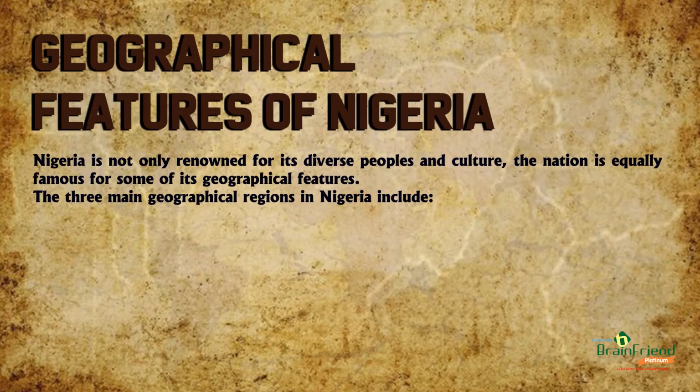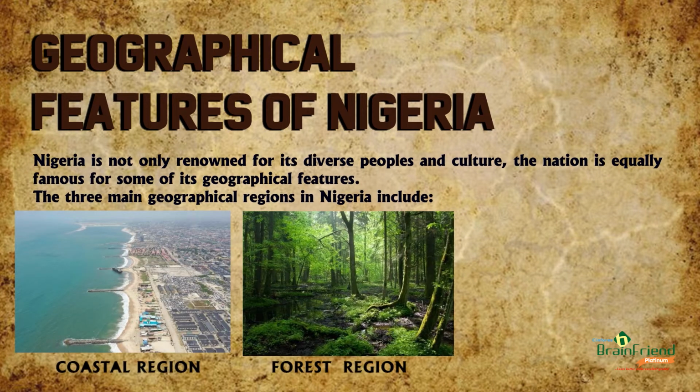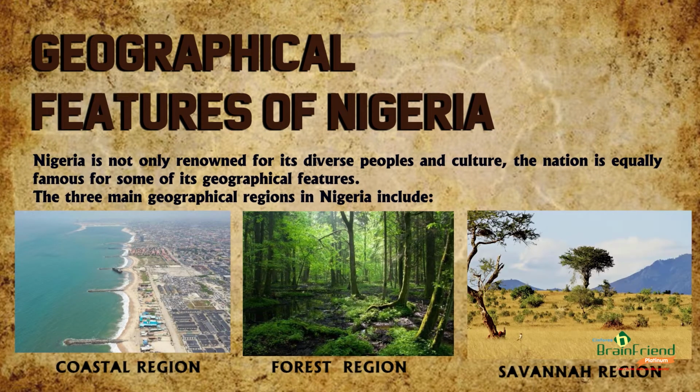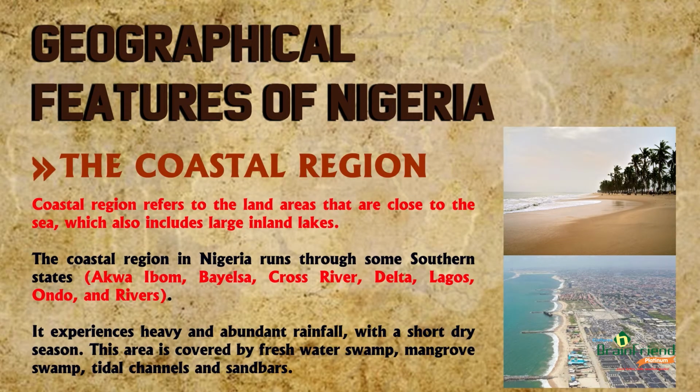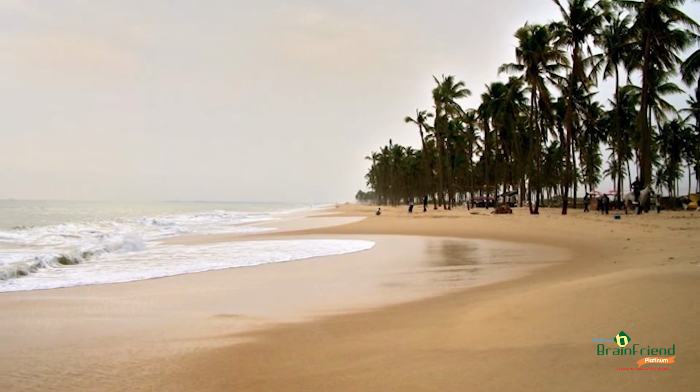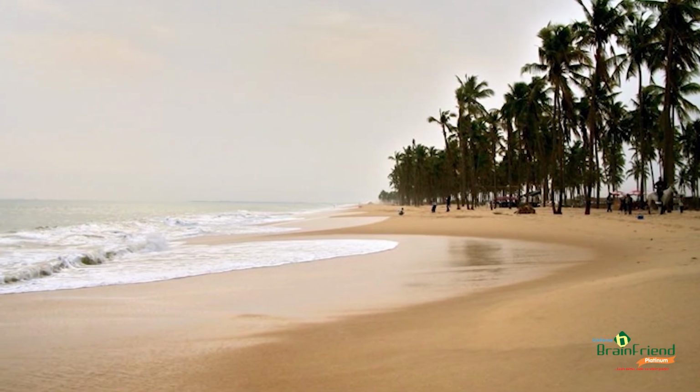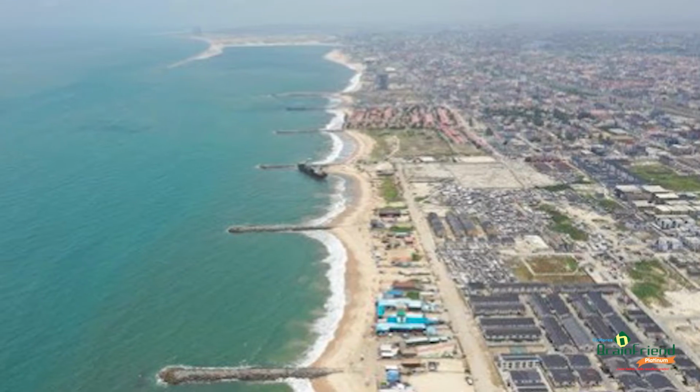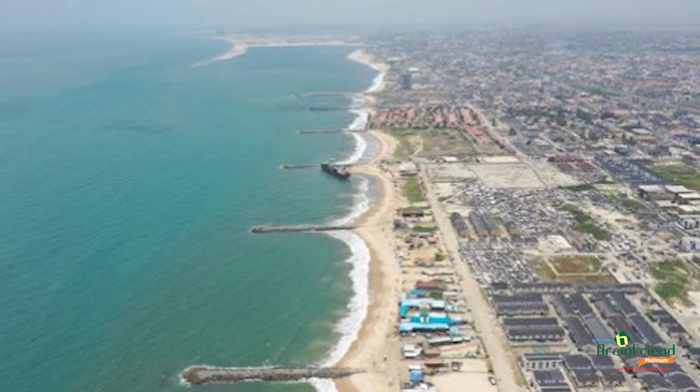We've just looked at the location and size of Nigeria. Now let us go on to look at the geographical features that are present in Nigeria. In Nigeria, we have three main regions, and they are the coastal region, the forest region, and the Savannah region. The coastal region refers to the land areas that are close to the sea, which also includes large inland lakes. From the images on our screen, we can see that there is land and there's water. Such areas where we have land and water are known as coastal regions.